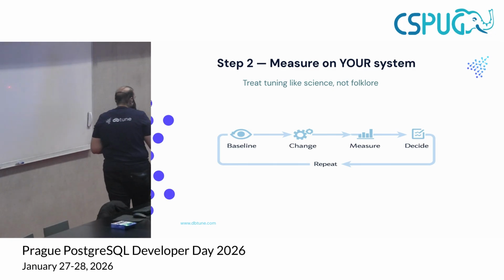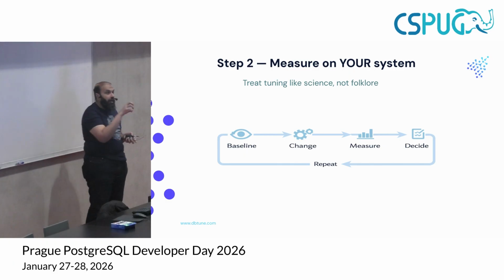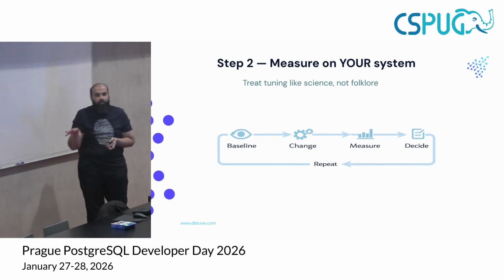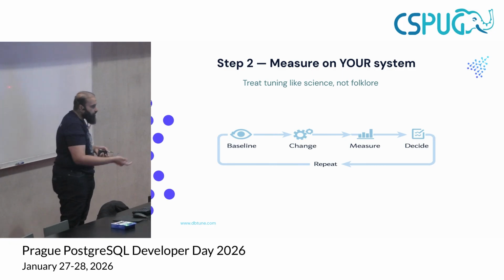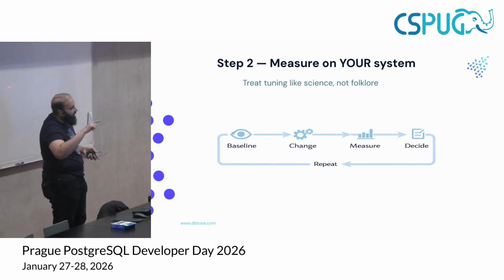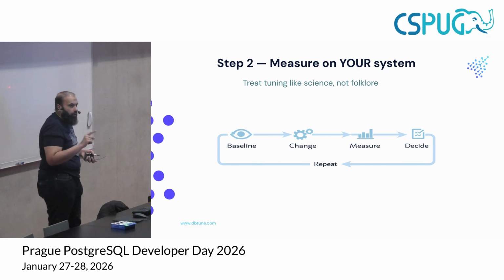Step 2, measure. Always measure. Measure on your own system. Before applying any guide or any recommendation, always measure on your own system. Establish a baseline. Make a change. Measure, decide, and then repeat. It's an iterative loop. Treat it like a science, not a folklore. It's not a one-time thing.